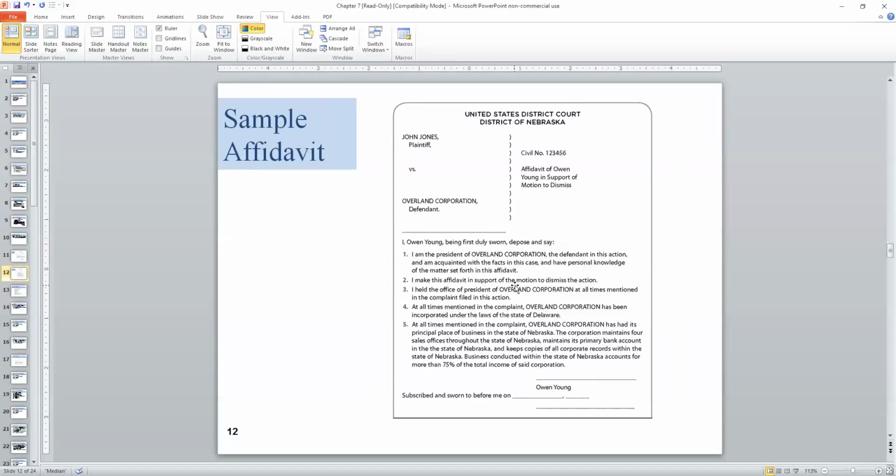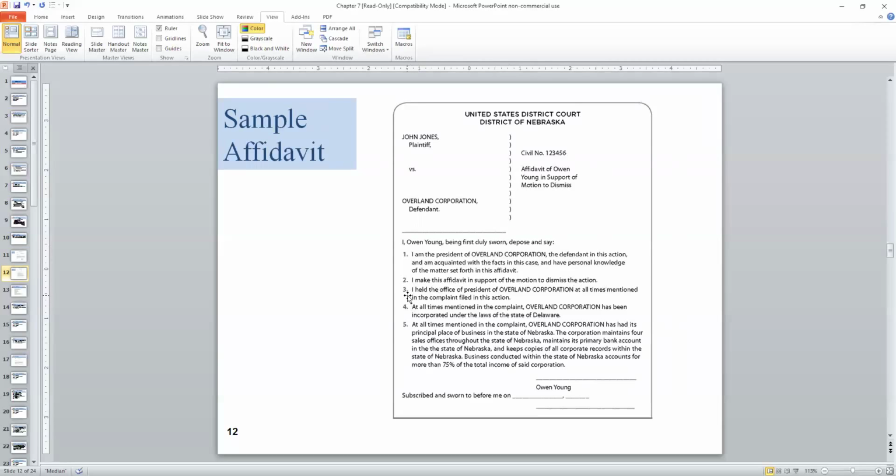I make this affidavit in support of the motion to dismiss the action. That's a fine addition to have to your affidavit. It's not necessary to have, though. Sometimes you prepare an affidavit earlier on and you're not quite sure how or when you're going to use it, and so you might not want, for example, to have this in here because you might decide, well, I'm going to use this affidavit for a motion for summary judgment, for example, or some other purpose.